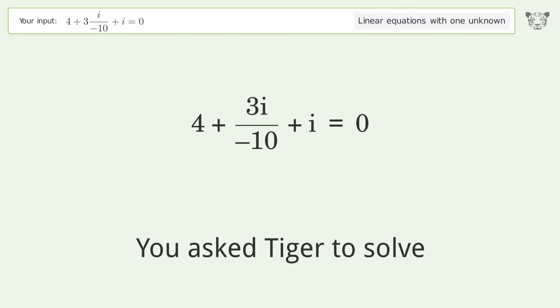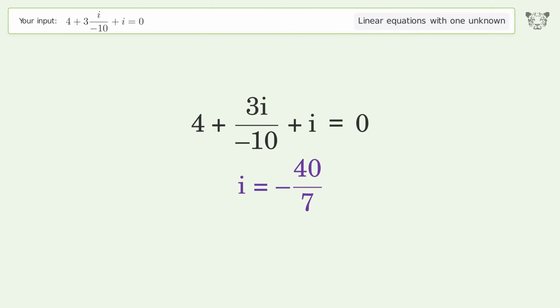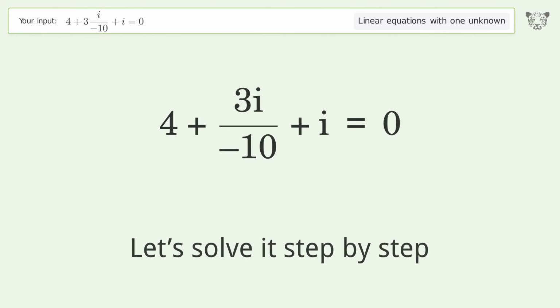You ask Tiger to solve. This deals with linear equations with one unknown. The final result is I equals -40/7. Let's solve it step by step.